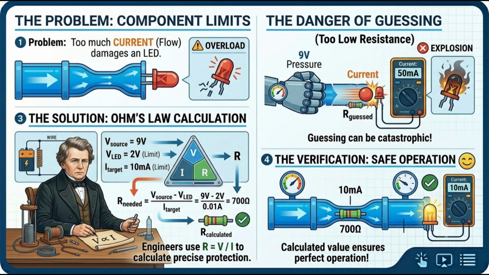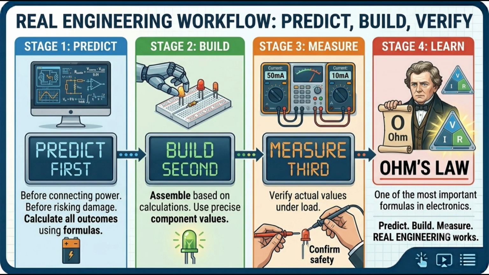So why do engineers use Ohm's law every day? Because electronic components have limits. Take an LED, for example. If too much current flows through it, it can be damaged. Instead of guessing which resistor to use, engineers calculate it. Before building the circuit, before connecting power, before risking damage. That's how real engineering works. Predict first, build second, measure third.